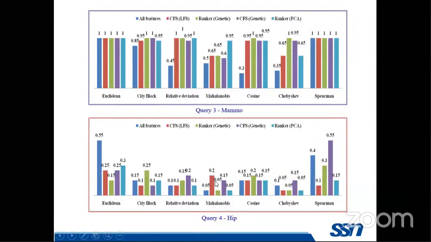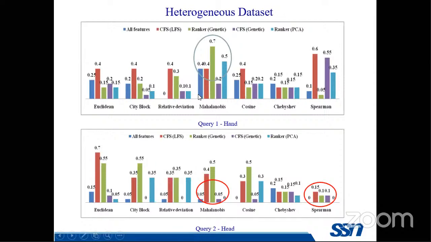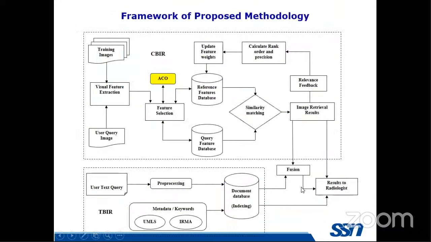So the observation from this is that even if you apply feature selection methods, using different algorithms, there are still some fluctuations in the precision value, right? It is not uniform, and there are still some ups and downs.